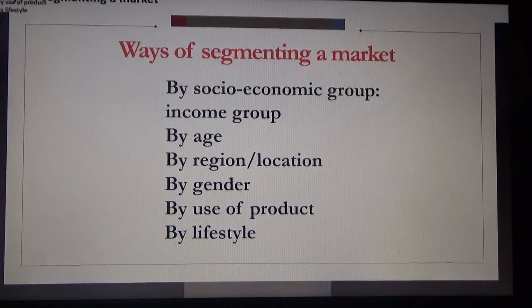We have by socio-economic group. It's found on page 138 of your textbook. By age, by region or location, by gender, and by the use of product or by lifestyle. When we say by socio-economic group, we refer to the income group.